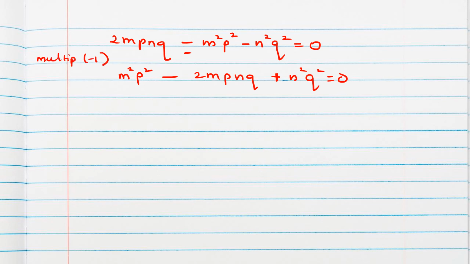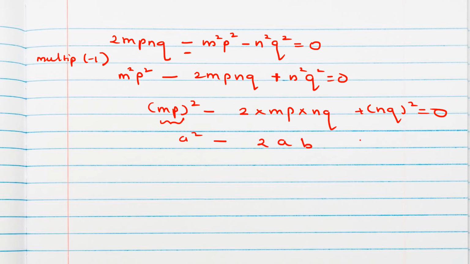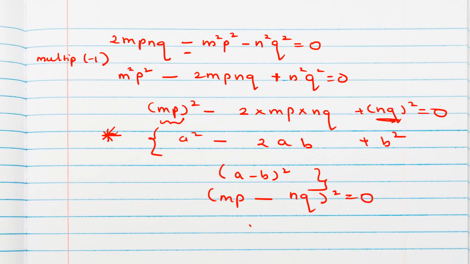Okay, now if you observe, this is mp square minus 2 into mp nq and nq square, isn't it? That is a square minus 2ab plus b square. So we can write a minus b whole square, isn't it? So a means mp, minus b means nq, whole square equal to 0, taking square root, mp minus nq equal to 0. That implies mp equals nq. So this relation is the answer.